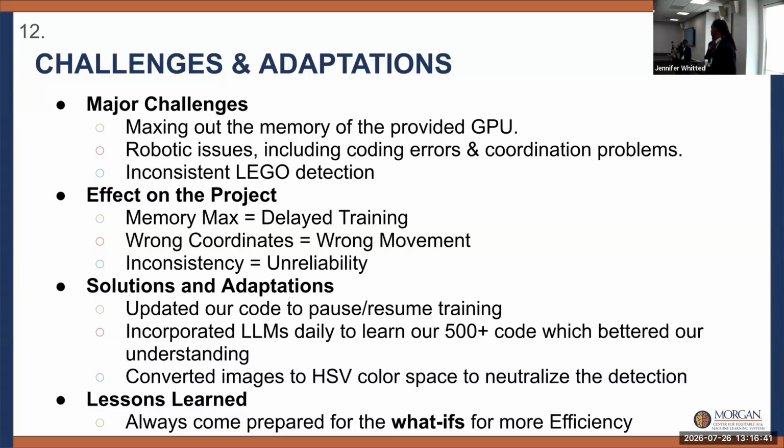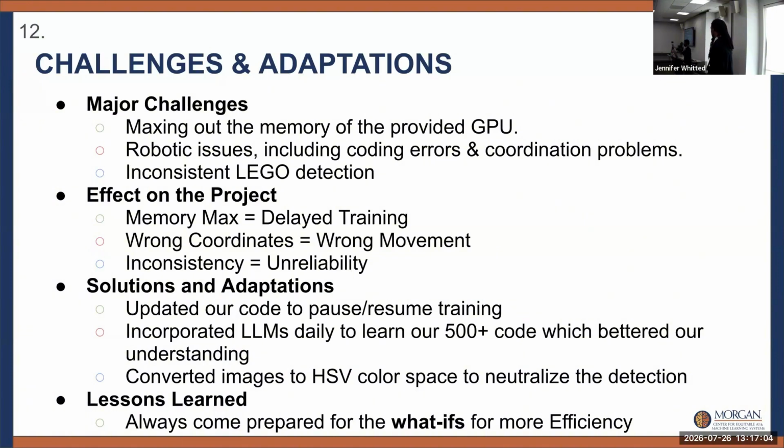For our second challenge, it was robotic issues, coding errors, and coordination problems. The effect on our project was wrong coordinates, which meant wrong movement of our robot arm, and it led to the robot arm either picking a wrong piece or picking nothing at all. And the solution to this problem, we incorporated a large language model to help us understand our robot code better.